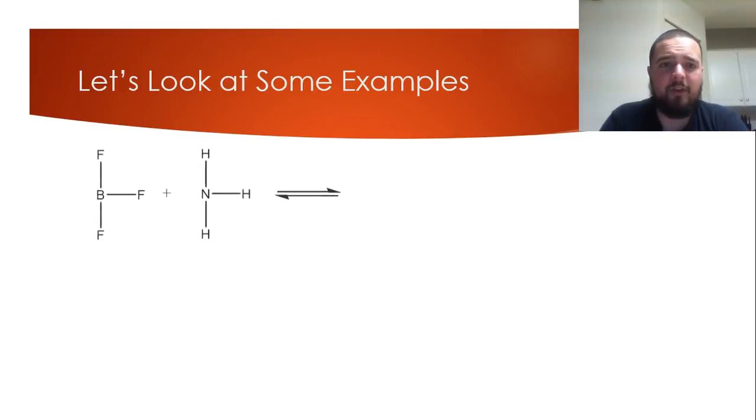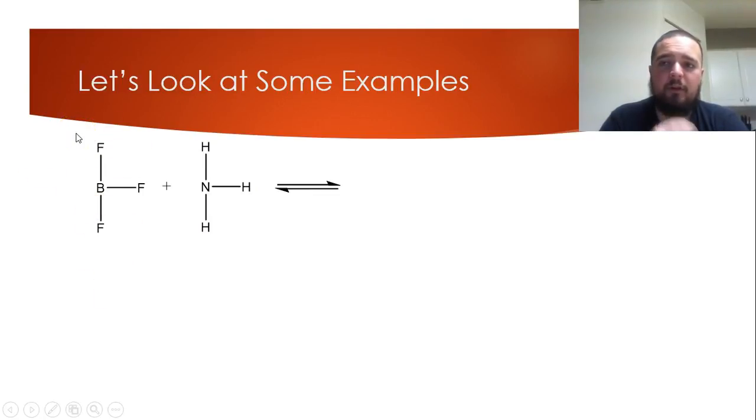So let's look at some examples. All right, so we got these weird things here. We got this ammonia ion. We also have this BF3 complex. So what I want you guys to do is use your book, use your resources, everything like that, and try to predict the product of this. I'll give you a little bit of a hint: there's only one product. So just keep that in mind.